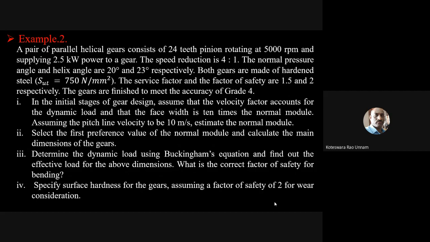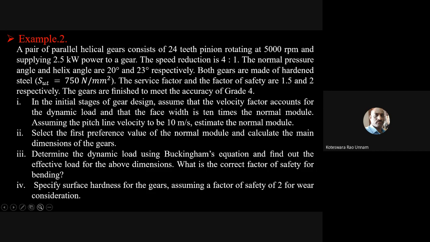A pair of parallel helical gears consists of a 24 teeth pinion rotating at 5000 rpm and supplying 2.5 kilowatts power to a gear. The speed reduction is 4:1. Normal pressure angle and helix angle are 20 degrees and 23 degrees respectively. Both gears are made of hardened steel, SUT 750 Newton per mm square. The service factor and factor of safety are 1.5 and 2 respectively. The gears are finished to meet accuracy grade 4.